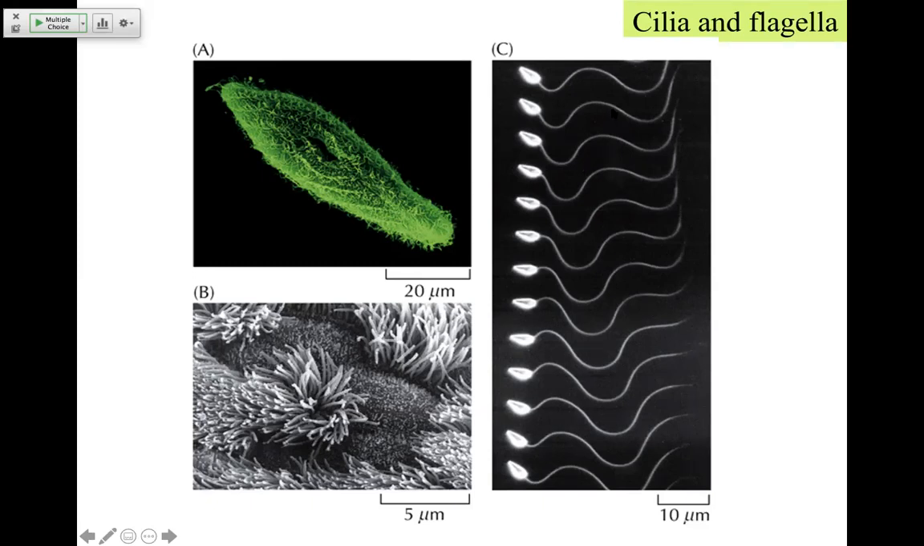And then sperm cells have a similar structure, a single flagellum that has an undulating motion as opposed to the rowing motion of cilia, a wave-like motion that allows that sperm cell to be propelled. So how do those structures allow for movement of these cells or movement of fluids across the cells, like in the case of the ciliated tracheal cells?